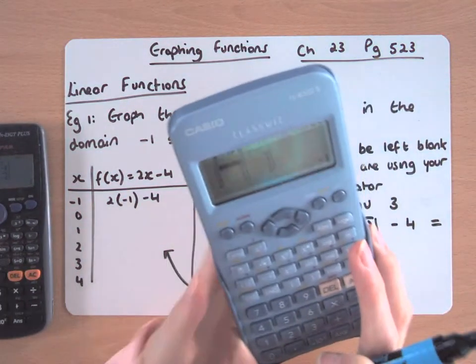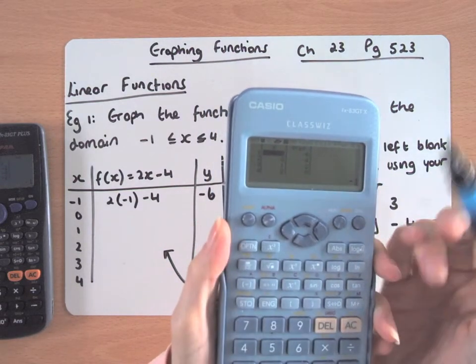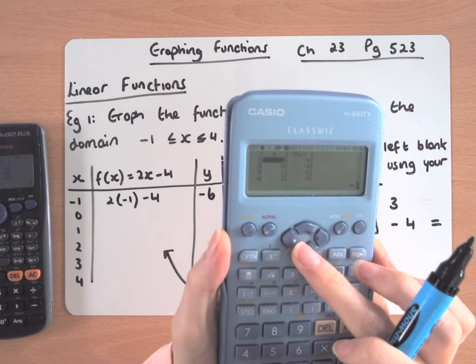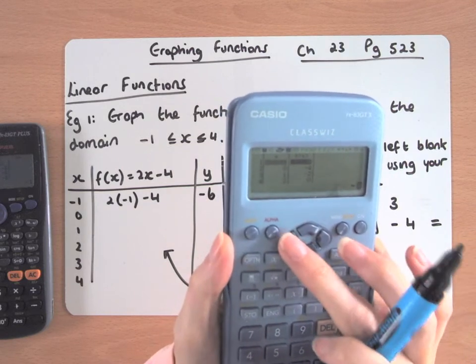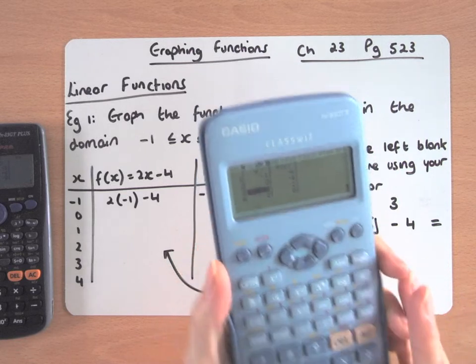In this one, it gives you your x and your f of x. Sorry, I know it's hard to see. Same thing. There's your x, there's your y. So minus 1, minus 6, 0, minus 4. Is that alright? So let's fill out our table now.